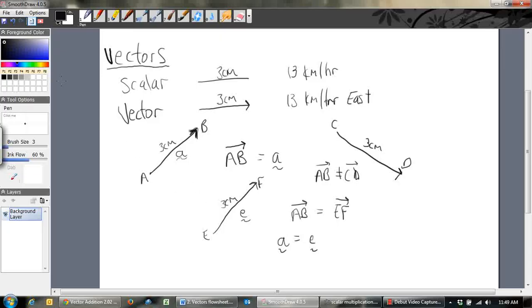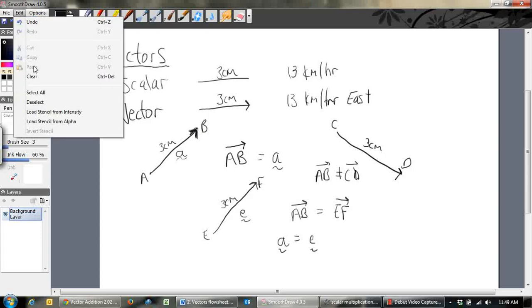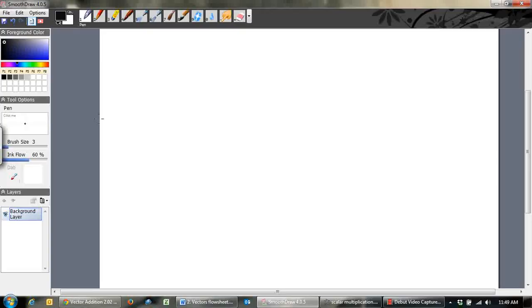In fact, I'm just going to clear the screen. And do I remember how to do it? Oh, I can't remember how to do it. There's a shortcut, I think. I think I can clear.